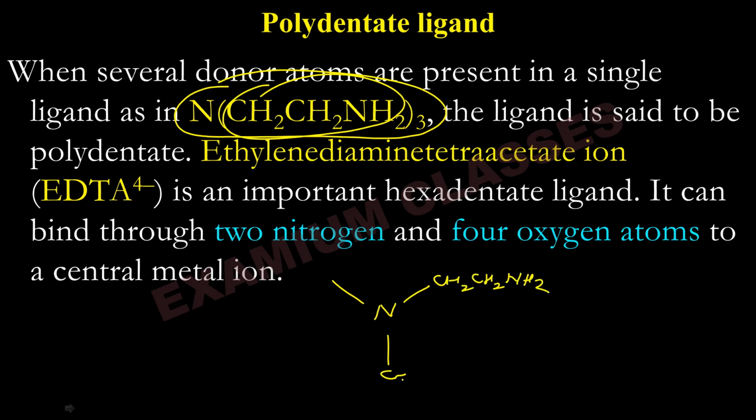Then here again CH2, CH2, NH2. Now if you see nitrogen, nitrogen will have lone pair. So here it will have lone pair. Here it will have lone pair. And here also it will have lone pair. Nitrogen has total 5 electrons in valence shell, 3 are occupied, and 2 will form a lone pair. However, all 4 can get attached.